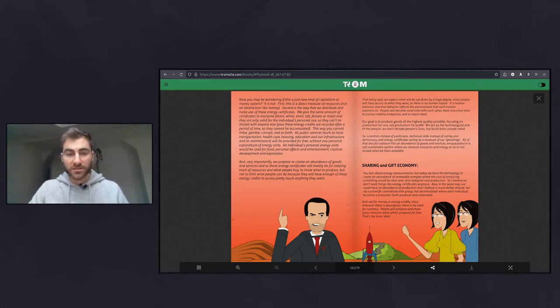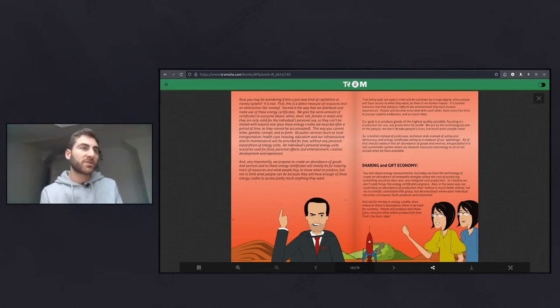All public services, such as local transportation, healthcare, housing, education, and our infrastructure and its maintenance, will be provided for free, without any personal expenditure of energy units. An individual's personal energy units would be used for food, personal effects, and entertainment, creative development, and expression. And, very importantly, we propose to create an abundance of goods and services, and so these energy certificates will mostly be for keeping track of resources and what people buy to know what to produce, but not to limit what people can do, because they will have enough of these energy credits to access pretty much anything they want. So I hope you get the point.